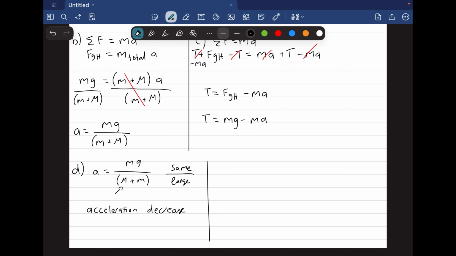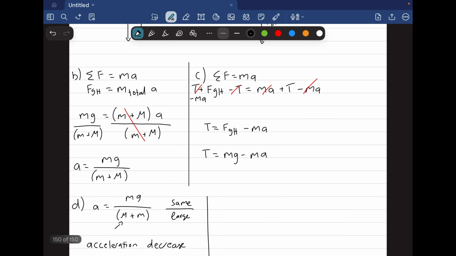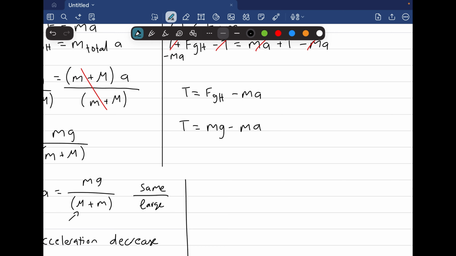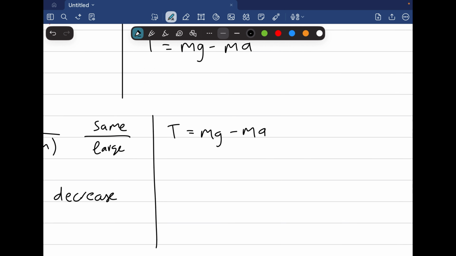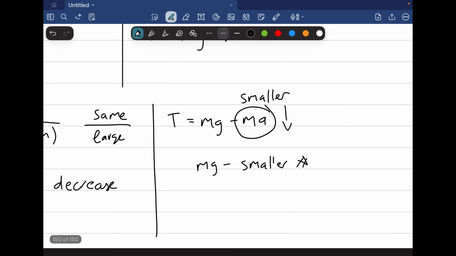And then for the tension, since our acceleration decreases, this whole term would go down, so it would become smaller, right? So we would have mg minus a smaller number, which would increase our tension, right?